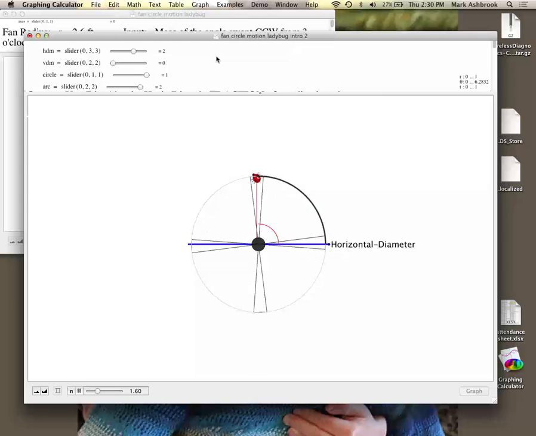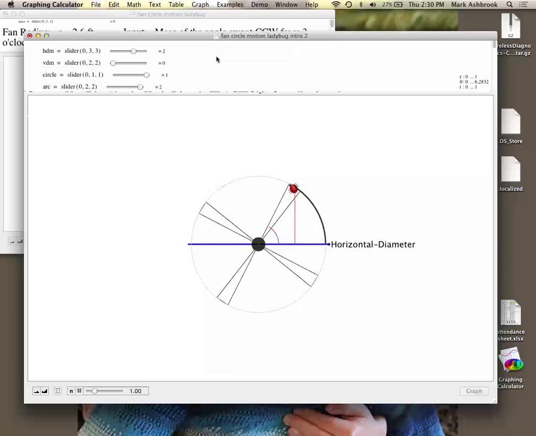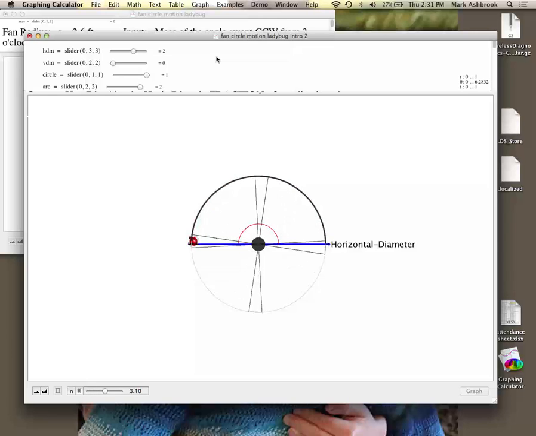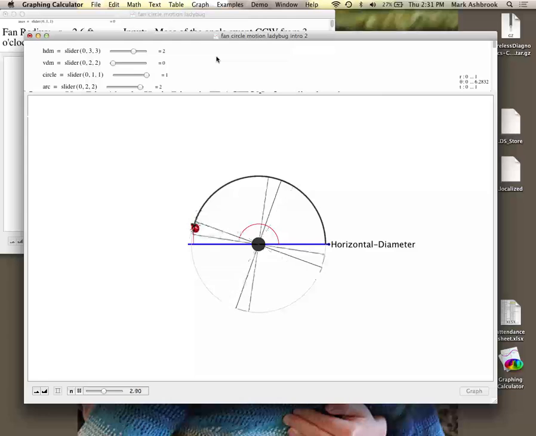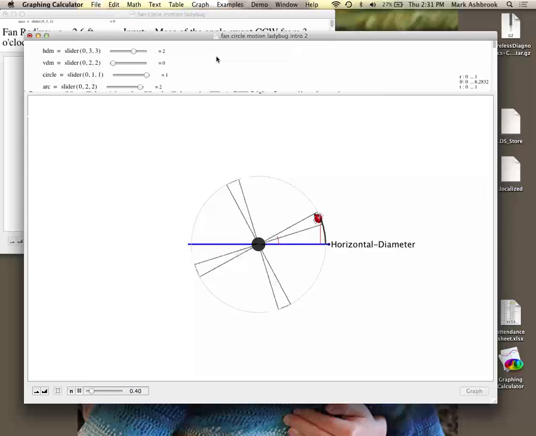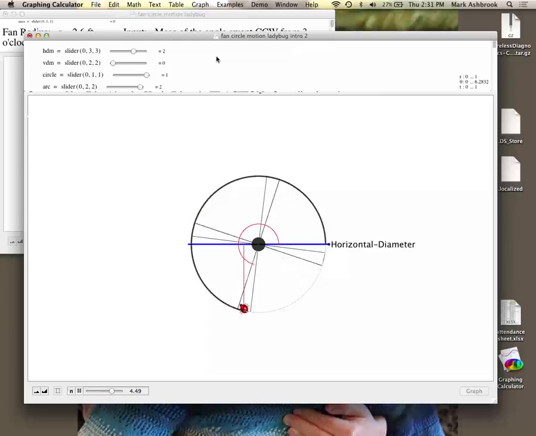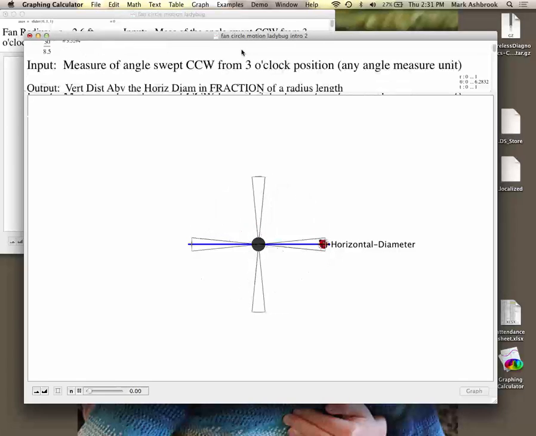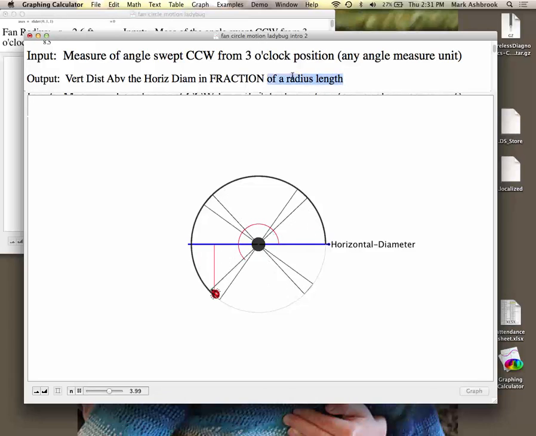Vertical distance. So if the horizontal diameter is a baseline, the first aspect of the bug's position we can talk about is the vertical distance above the horizontal diameter. And so that will create one function. If the input is the measure of the angle swept counterclockwise from 3 o'clock, and the output is the vertical distance above the horizontal diameter, we have a function that starts helping us determine the position of the bug. Now, what are we going to measure?